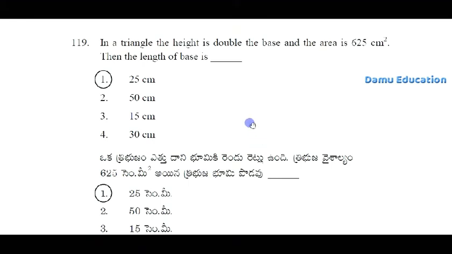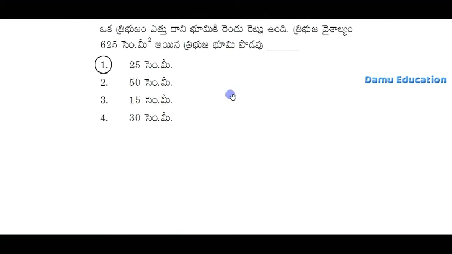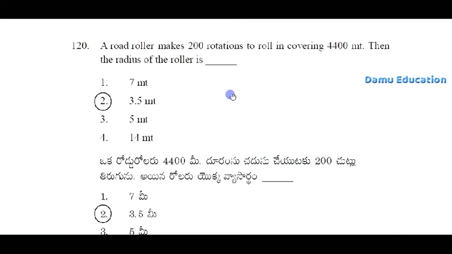In a triangle, the height is double the base, and the area is 625 cm square. Then the length of the base is 25 cm. A road roller makes 200 rotations to roll, covering 4,400 meters. Then the radius of the roller is 3.5 meters.